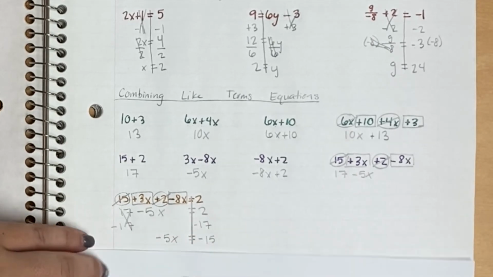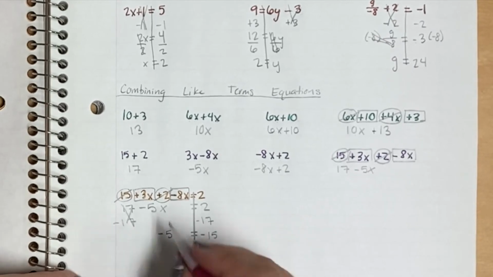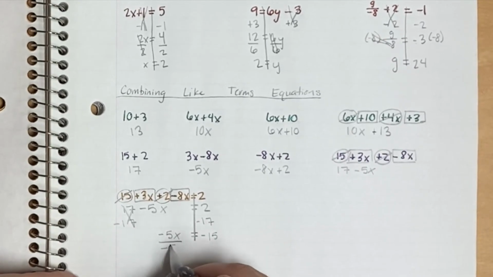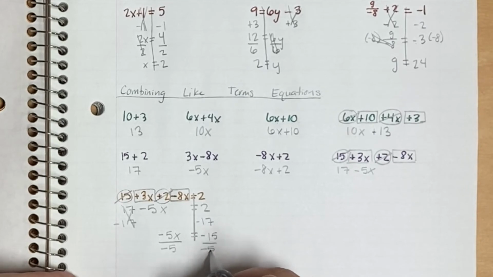Now I have a 1-step equation. I want to solve for x. I have to get rid of that -5 by dividing. When I divide both sides by -5, I get x equals 3.